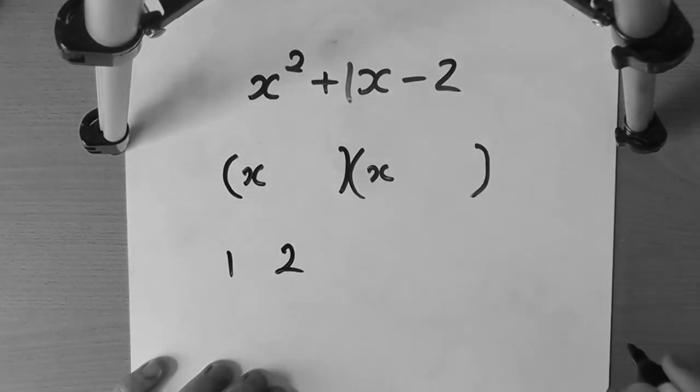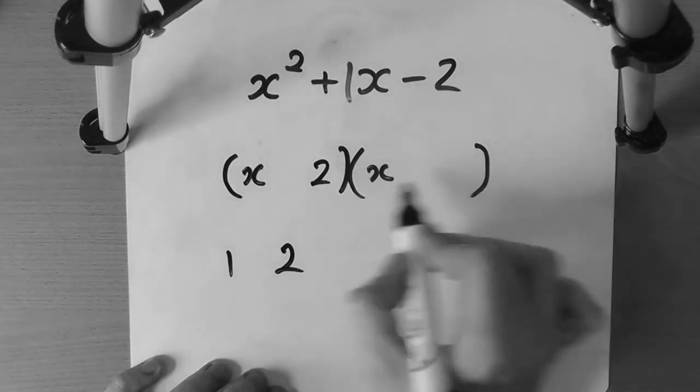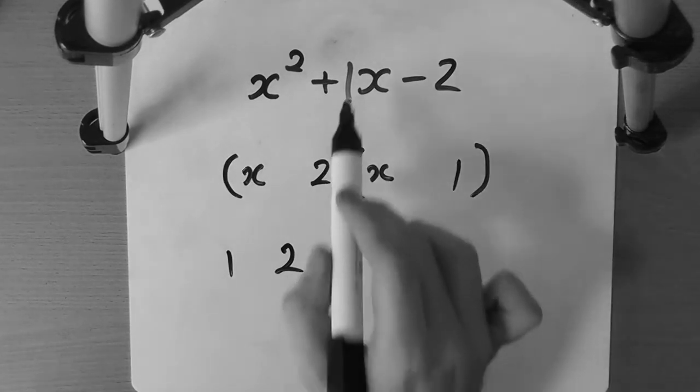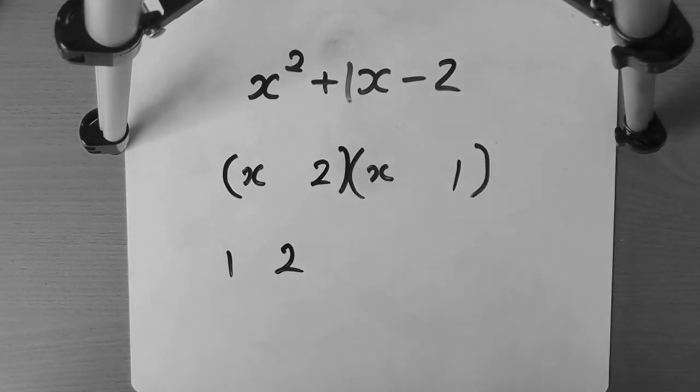It will have to be the numbers 1 and 2. I'm going to put the 2 in there and I'm going to put the 1 in there. We now need to think about the signs. We now need to use those two numbers to reach the number 1. Is there a way to reach the number 1 with those two numbers? Well, of course there is.